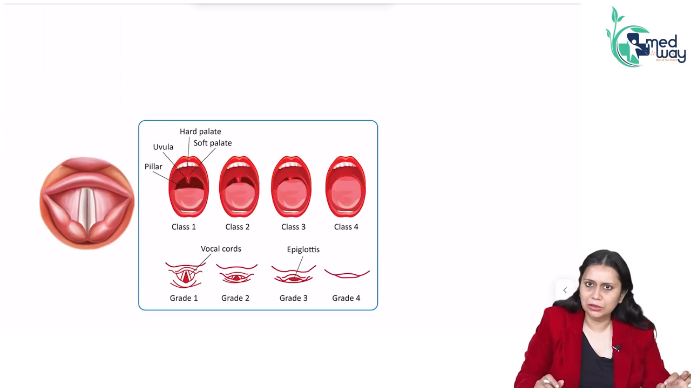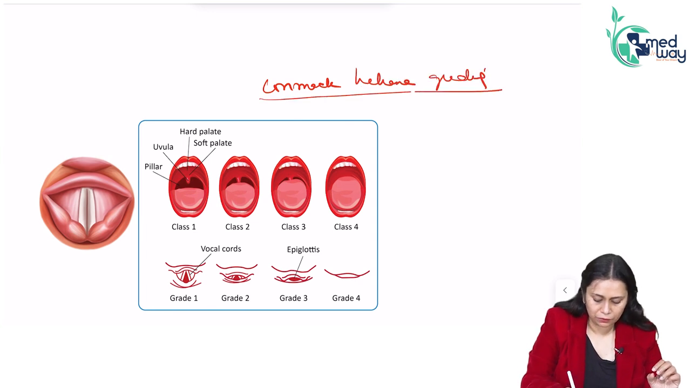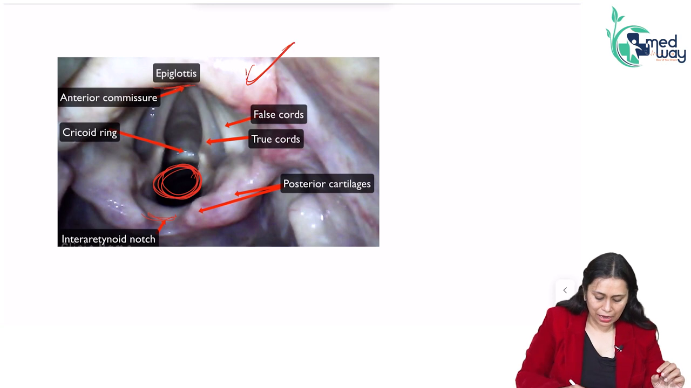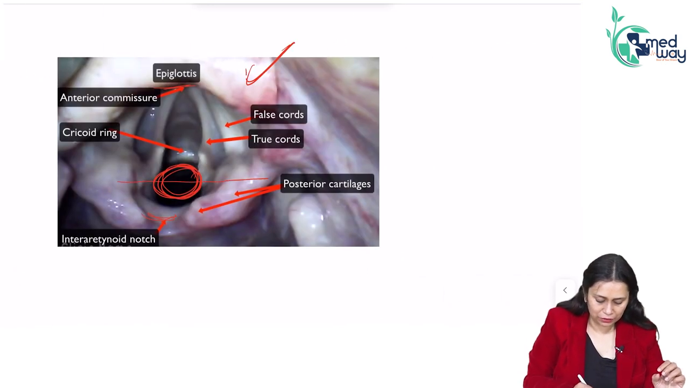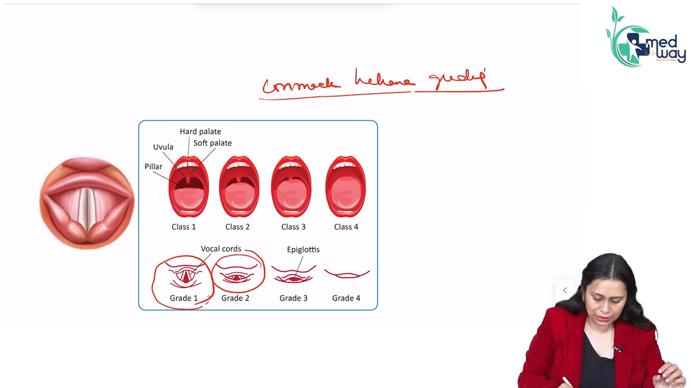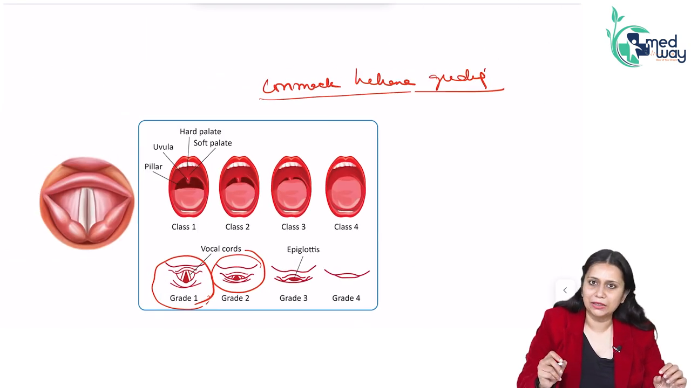When you do the laryngoscopy, you can do the Cormack-Lehane grading. That is how much of the glottic opening is visualized. In grade 1, the entire glottic opening is visualized like this. In grade 2, only the posterior part of the glottic opening is visualized, not the anterior part. In grade 3, only the epiglottis is visualized, and in grade 4, only the hard palate is visualized.